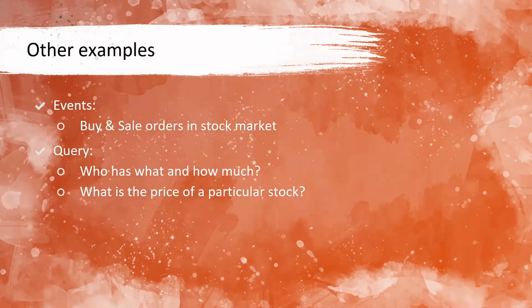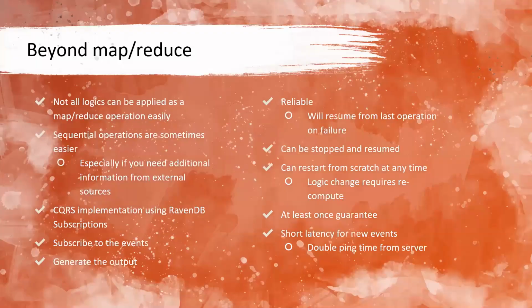Now, I mentioned already the buy and sell orders. I can use that to figure out who has how much and what's the current price of a particular stock. Just another example of multiple access on the same thing. Now, MapReduce is awesome, but it tends to cause people to think differently. You have to think differently in order to do that, because you have to build the system in such a way that the computation and aggregation is recursive.